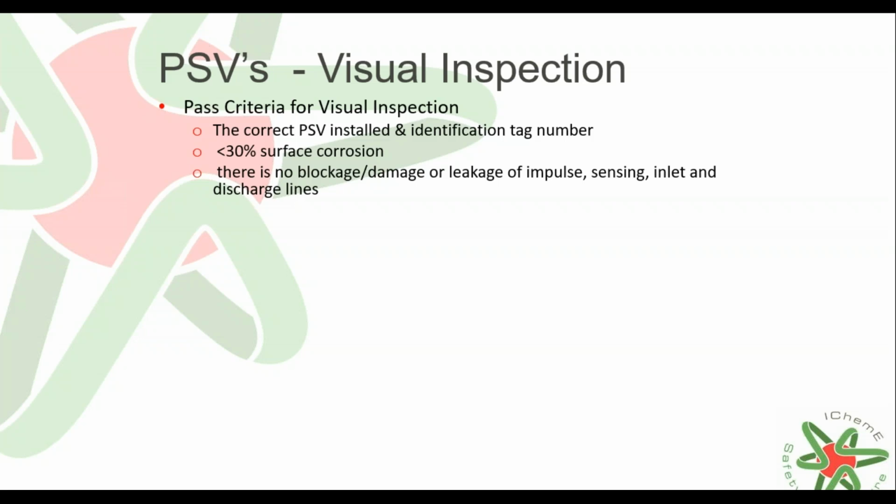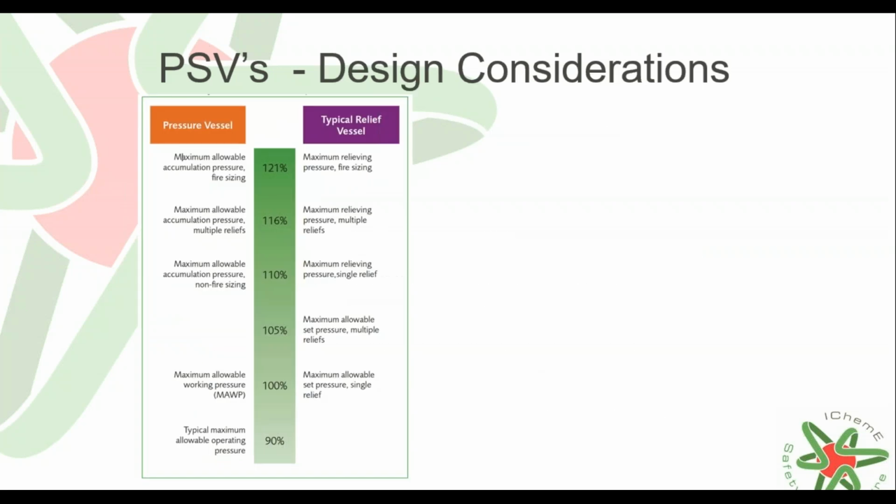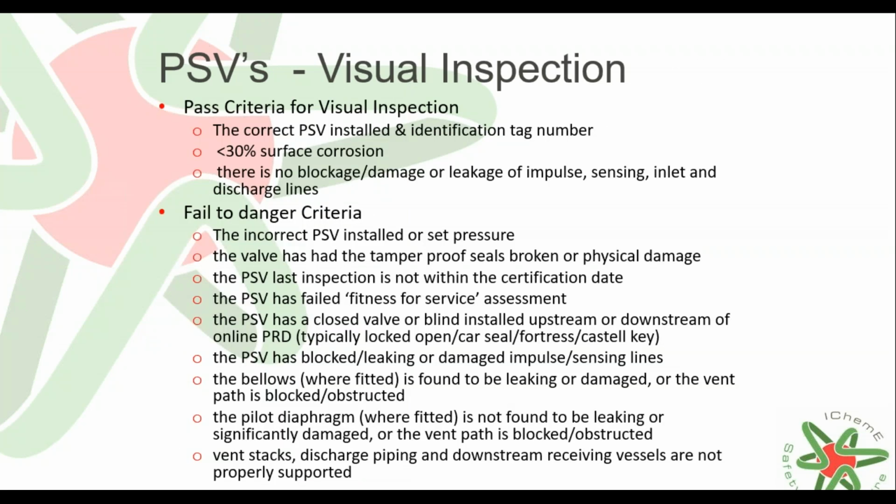When we go down to the next part, which is the fail to danger, even with the 12-monthly visual inspection, there can be particular things that tell us that something's gone wrong. The first one would be something like the incorrect PSV being installed or the incorrect set pressure. You would love to think that can never happen, but I can say I've found it more than once or twice in my experience, where the PSV's either been installed in the wrong spot or there's been some confusion on the calibration sheet and it's been incorrectly set to a particular pressure. So that is an important thing to check and pick up on as part of the annual visual inspection.